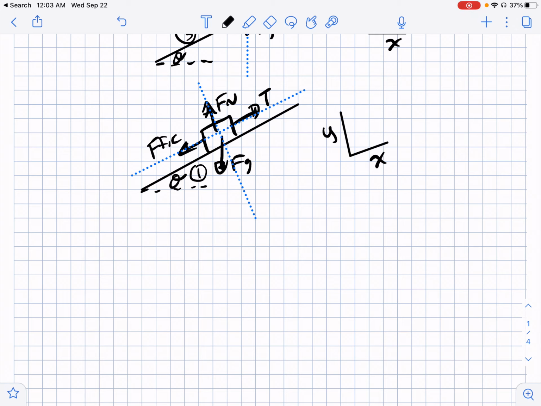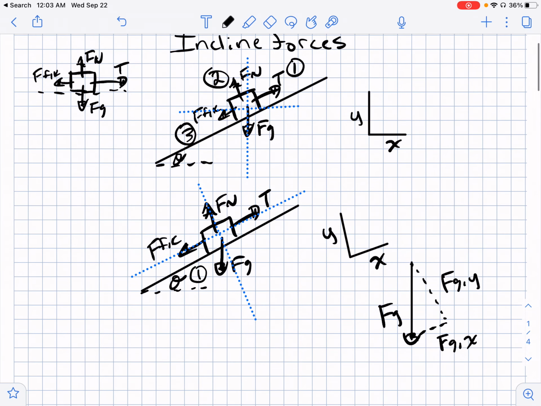What we end up with is Fg straight down, and then we have our Fgy and Fgx that we have to solve for, which is much easier than breaking the tension, the normal force, and the friction into x and y components.